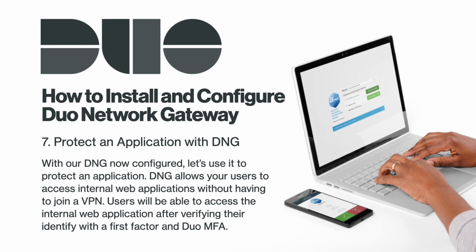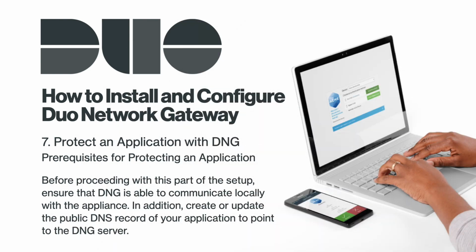With our Duo Network Gateway now configured, let's use it to protect an application. Duo Network Gateway allows your users to access internal web applications without having to join a VPN. Users will be able to access the internal web application after verifying their identity with a first factor and Duo MFA. Prerequisites for protecting an application. Before proceeding with this part of the setup, ensure that DNG is able to communicate locally with the application.